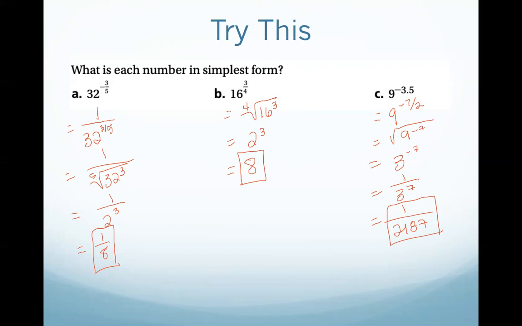In our last part here, 9 to the negative 7/2. I decided not to do the negative first, so we can see if you prefer that method. So this becomes the square root of 9 to the negative 7. Square root of 9 is 3, still raised to the negative 7. So I'll go ahead and reciprocate. That's 1 over 3 to the 7th. 3 to the 7th, I did in my calculator, is 2,187, so 1 over 2,187. Go ahead and pause if you'd like more time.